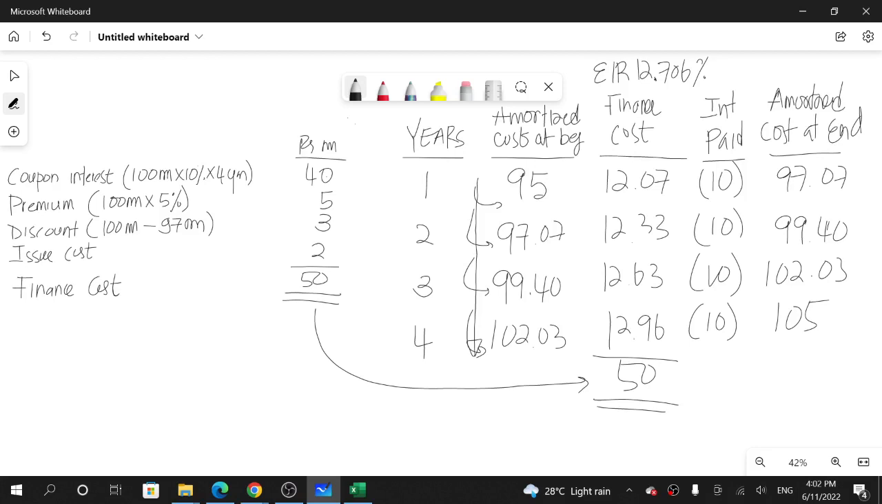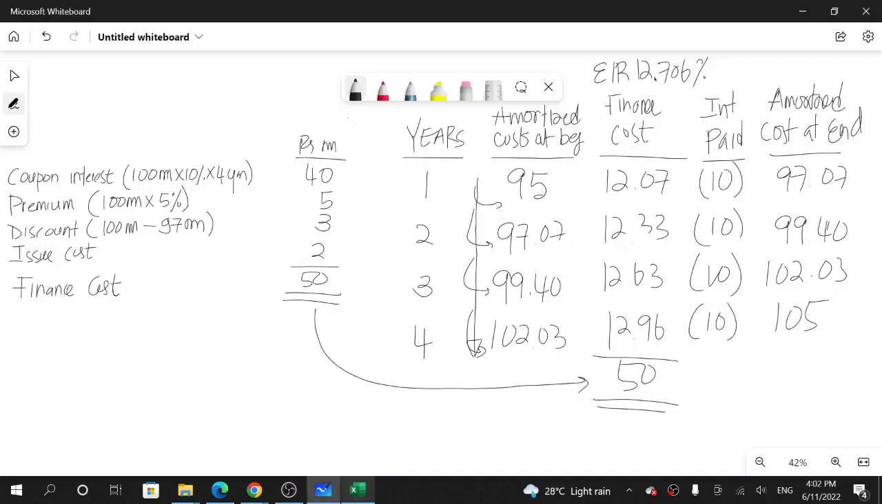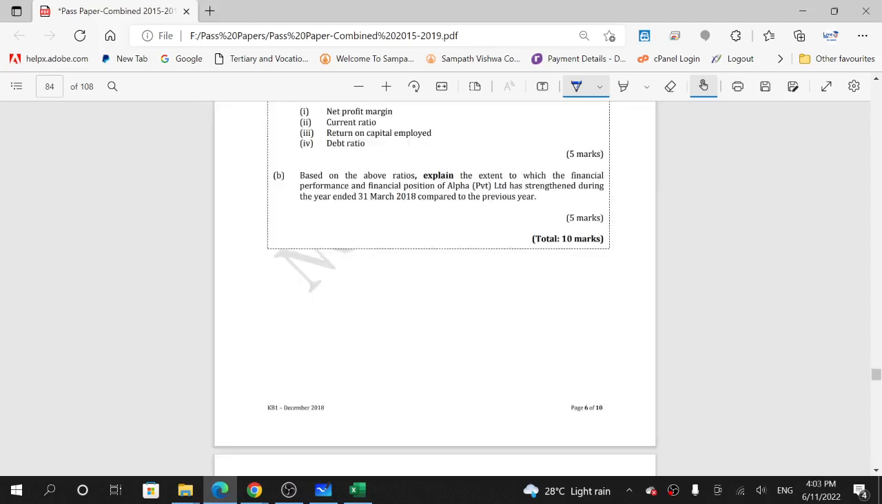Okay. We did December 2018 question number 3. We'll see question number 7 part C also, in the same paper.